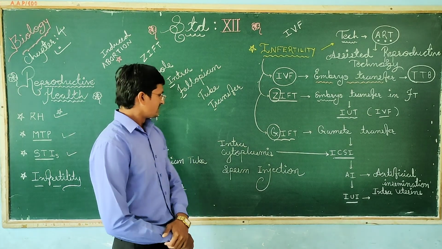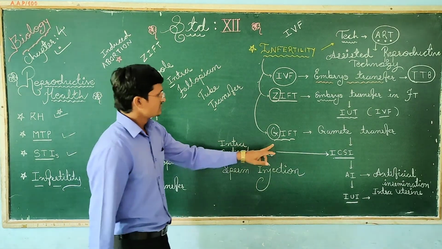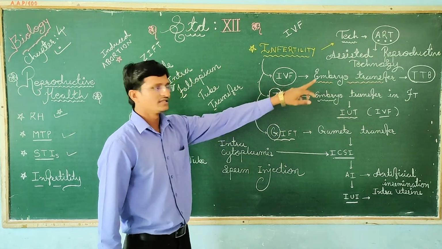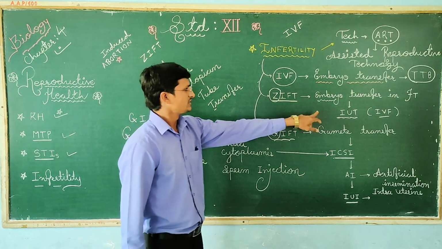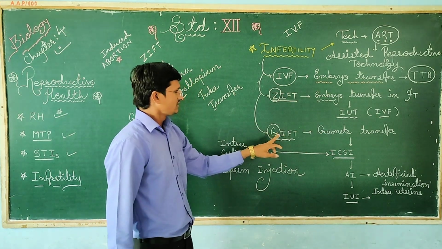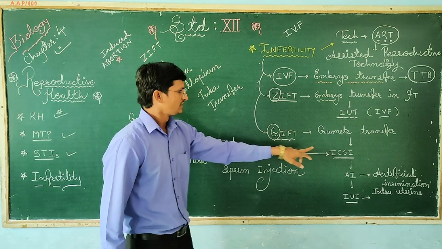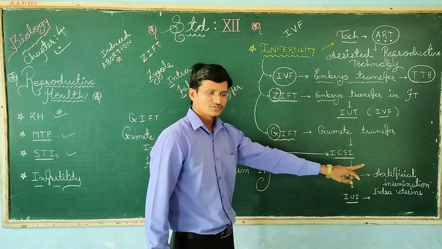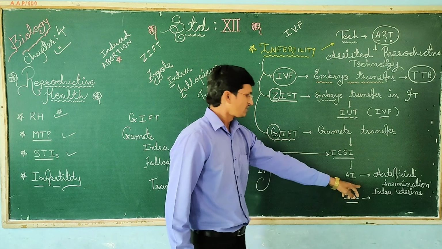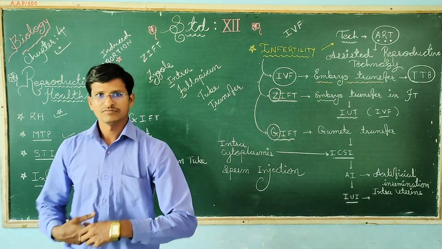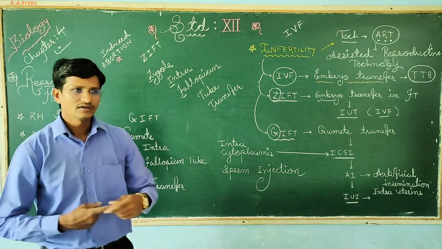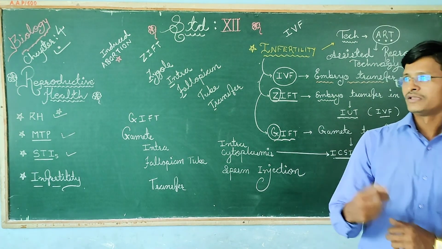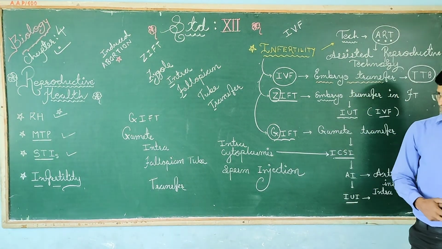Intracytoplasmic sperm injection and these methods are very crucial: ZIFT, embryo transfer in the fallopian tube, IUT, that is intrauterine transfer, and GIFT, gamete transfer. Artificial insemination, or intrauterine insemination, can be carried out with semen from the donor, and it is transferred into the uterus through the vagina.